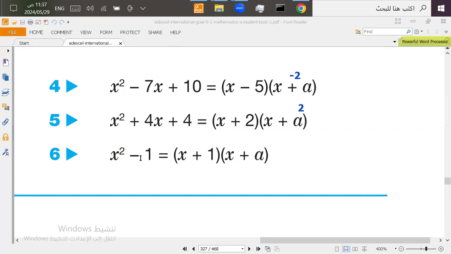And here, for this one, x minus 1, because we have two elements, we don't have three elements, this means the numbers must be the same, but with different signs. So it's going to be x plus 1, x minus 1. And that's the idea of the whole question. Now let's move on to the rest of the questions.